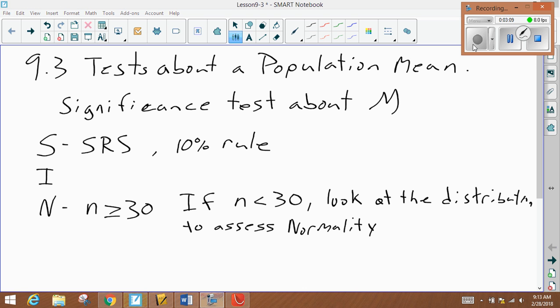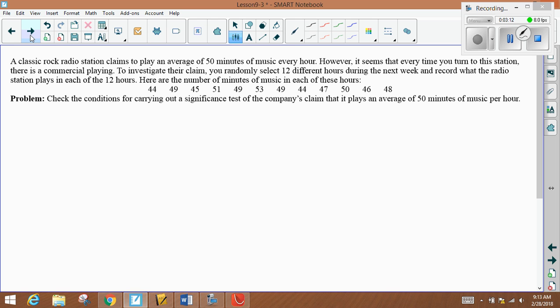So let's look at an example where we would have to check this out. A classic rock radio station claims to play an average of 15 minutes of music every hour. However, it seems that every time you turn to this station, there is a commercial playing. To investigate their claim, you randomly select 12 different hours during the next week and record what the radio station plays in each of the 12 hours. Here are the number of minutes of music in each of these hours.